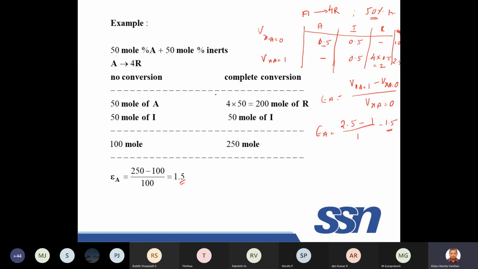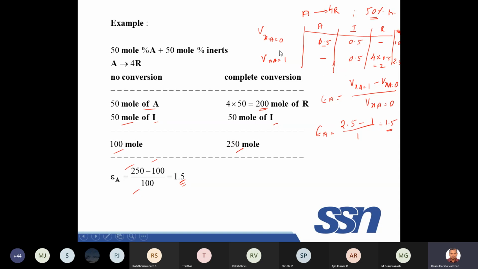The same thing you can do this way also. 50 mole percent of A, therefore 4 times 50 is 200 moles. Then the other 50 moles is inerts. So initially 100, final is 250. So 250 minus 100 divided by 100, 1.5. This way also you can do, or this way also you can do.